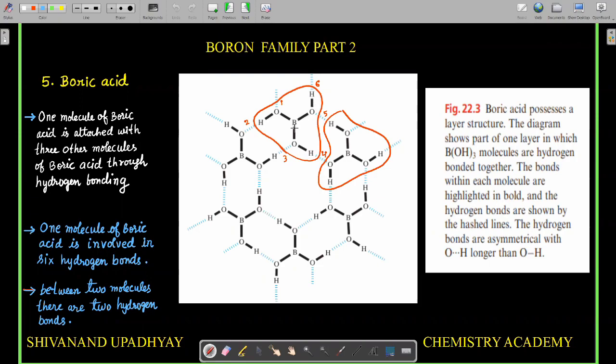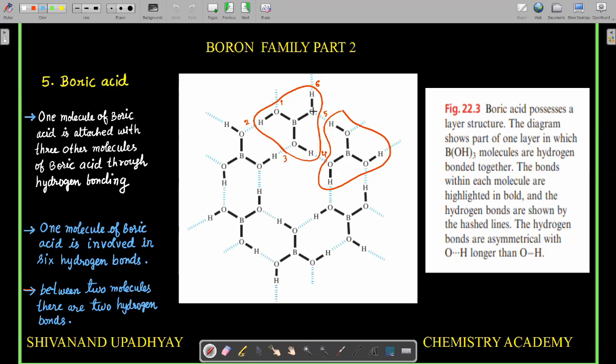So one molecule is making 6 hydrogen bonds. You can see here that one molecule is attached with 3 molecules. How? You can see here that this is the molecule. Now I am counting with how many molecules it is going to attach. So there must be one molecule over here, and this is the other boric acid molecule, right? This is another boric acid molecule, or we can say that these two is one boric acid molecule, right? And these two will be one boric acid molecule, and these two will be one boric acid molecule. So one boric acid molecule is surrounded by 3 boric acid molecules through 6 hydrogen bonds.